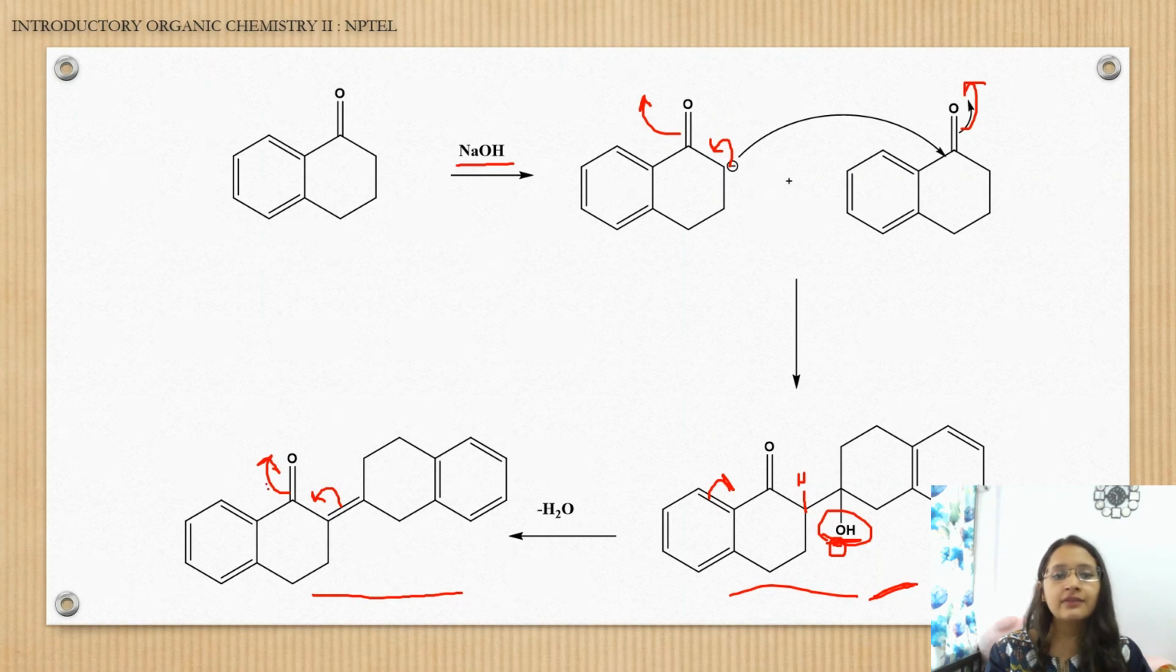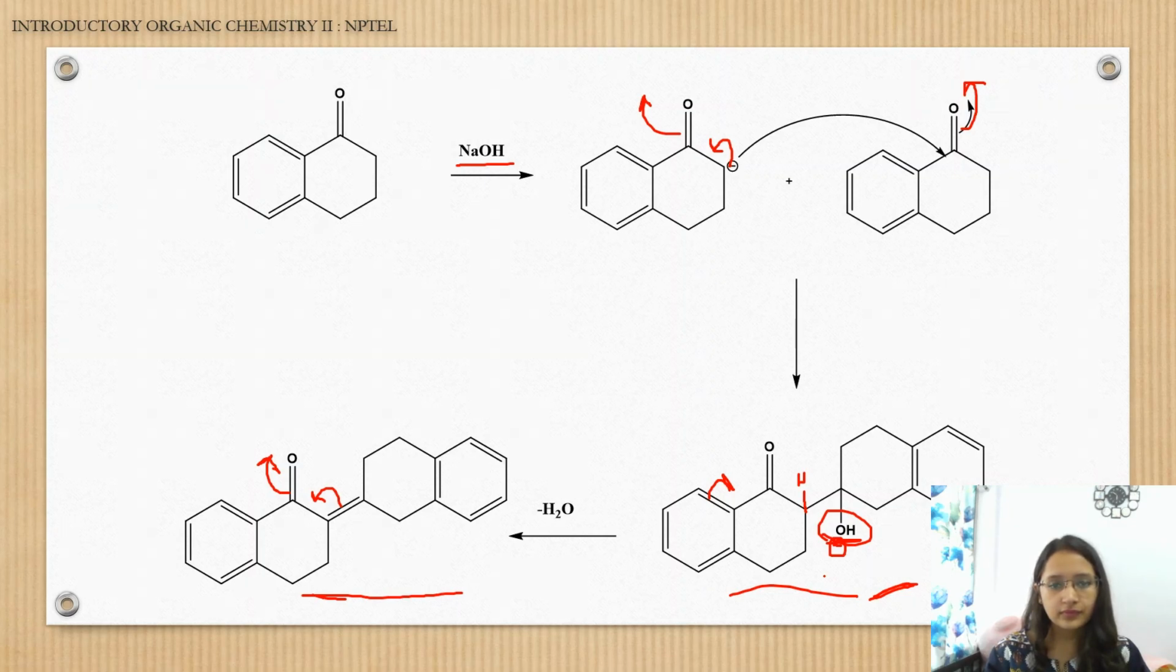Now there is an alpha beta unsaturation on both sides. So this system is much more stabilized than the previous one. That is why dehydration is taking place. This is the driving force of that particular dehydration. It is not necessary that the driving force is always this. If you put a dehydrating agent in the system, dehydration takes place. If you reflux it at high heat, then also dehydration will take place. It depends. But in this system, the driving force is the stability of the product.